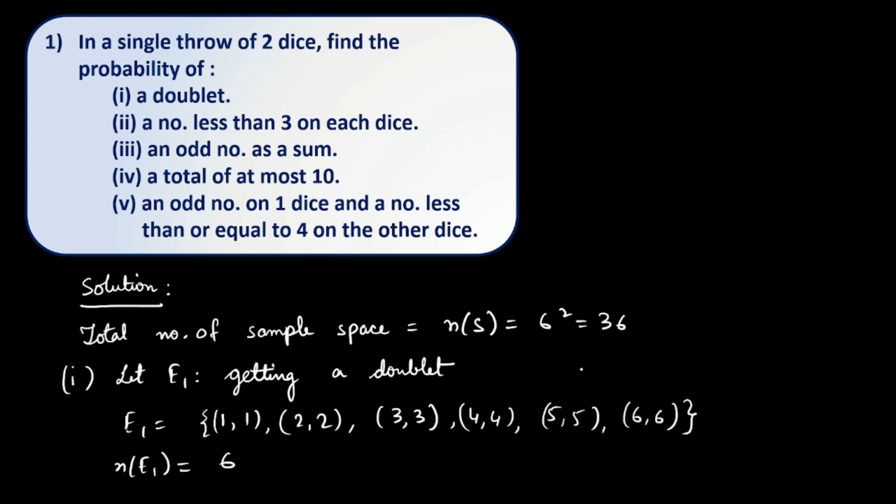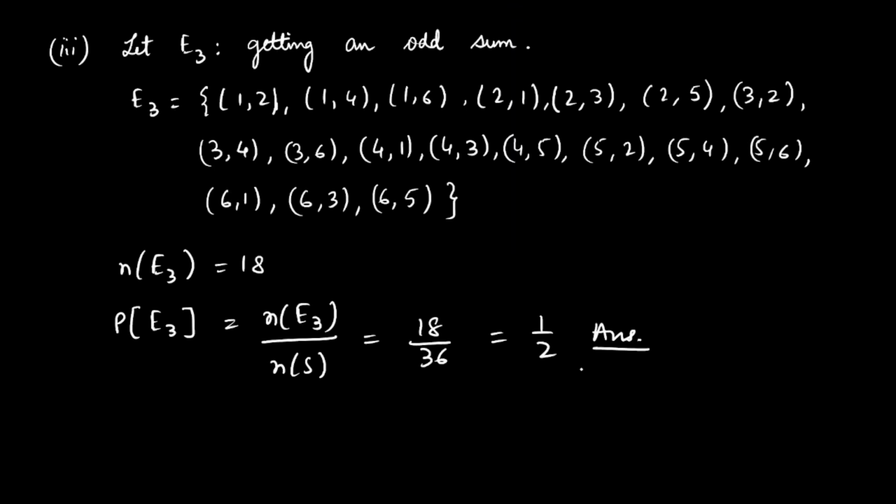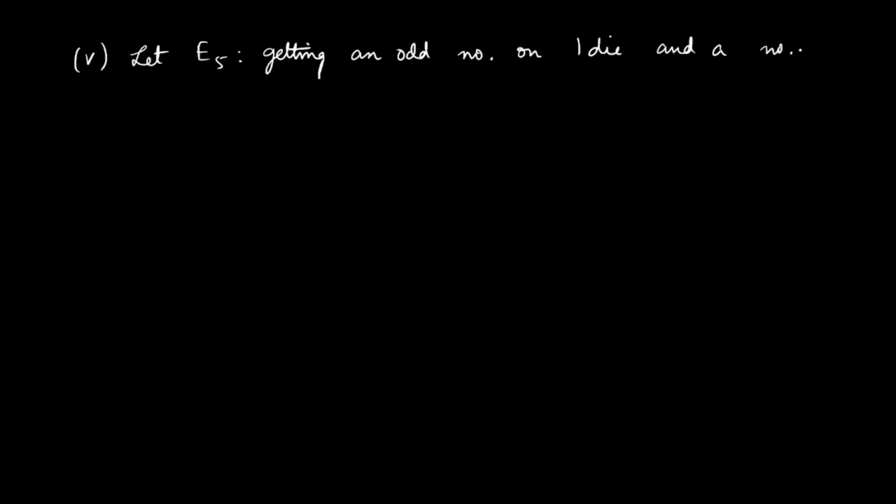So moving to part 5, an odd number on one dice and a number less than or equal to 4 on the other dice. So let us consider an event E5, getting an odd number on one die and a number less than or equal to 4 on the other die.